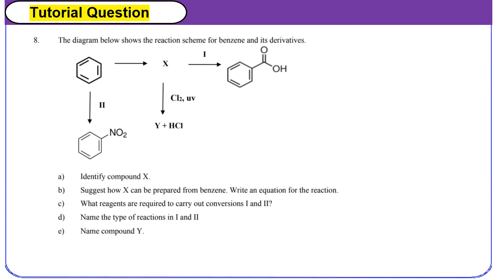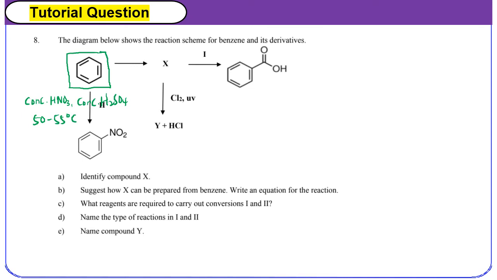Okay, question number 8. The diagram below shows the reaction for the benzene and its derivative. So start from here is the benzene, react with a reagent 2, will produce nitrobenzene. So basically we know here is concentrated nitric acid with the presence of the concentrated H2SO4 as catalyst, and then the temperature is at 50 to 55 degrees Celsius.